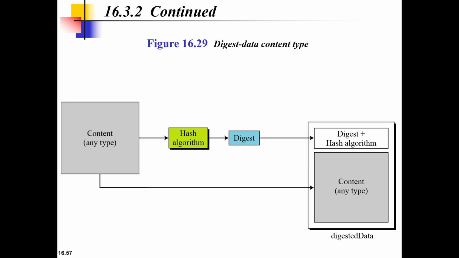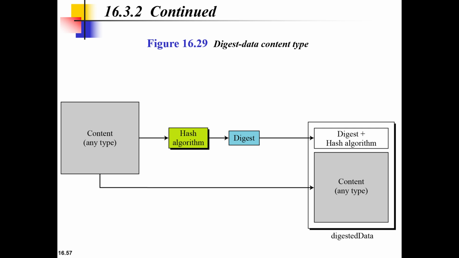Next content type is the digested data. This type is used to provide integrity for the message. The result is normally used as the content for the enveloped data content type. The encoded result is an object called digested data. Figure 16.29 shows the process of creating an object of this type. First, a message digest is calculated from the content. Second, the message digest, the algorithm and the content are added together to create the digested data object.